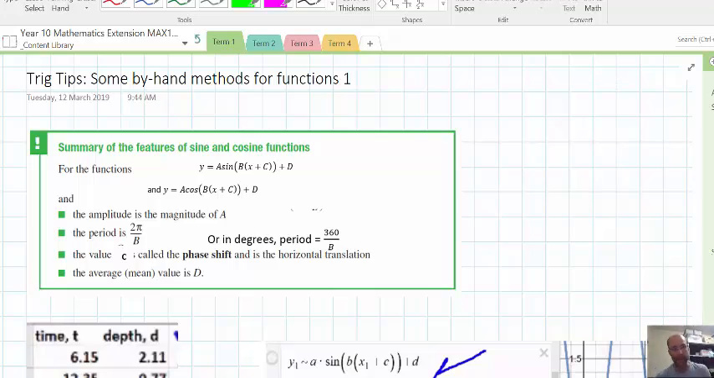Okay, we're looking at some trig tips, and hopefully these will be really handy for you. Some by hand methods in this one. So this video should be watched straight after the previous one, which was the tech one. It was tech number 2, and it involved using Desmos and Excel.